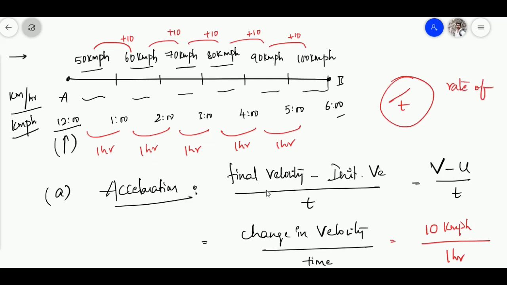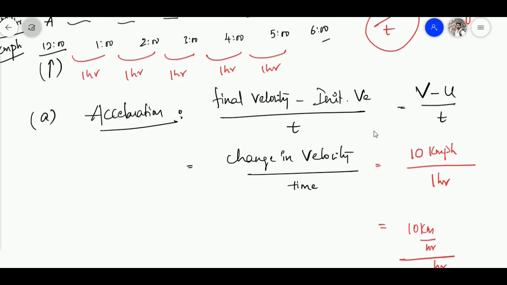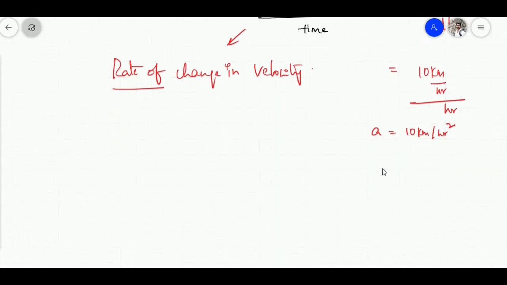Rate of, divided by t. Wherever you see divided by t, you can read it as rate of. So I can take the definition of acceleration as rate of change in velocity. Simple. That's how we can remember. Wherever there is by t, you can read it as rate of. Simple. So let's come to the units.